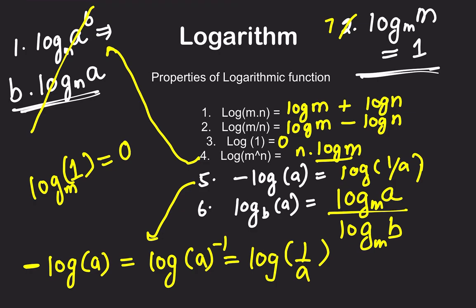So the first property is log of m into n, so log of m plus log of n. Second is m divided by n. Third is logarithm of 1 is always 0. Fourth property is m raised to power n, you can bring n in the front. Fifth property is minus log a is equal to log 1 by a. This is just an application of property number 4. Property number 6 is log of a base b is log of a divided by log of b. Seventh property is log of some number with the base m is equal to 1.